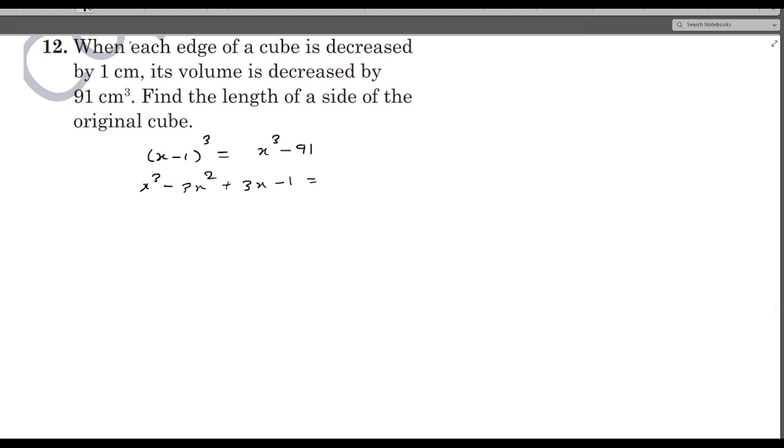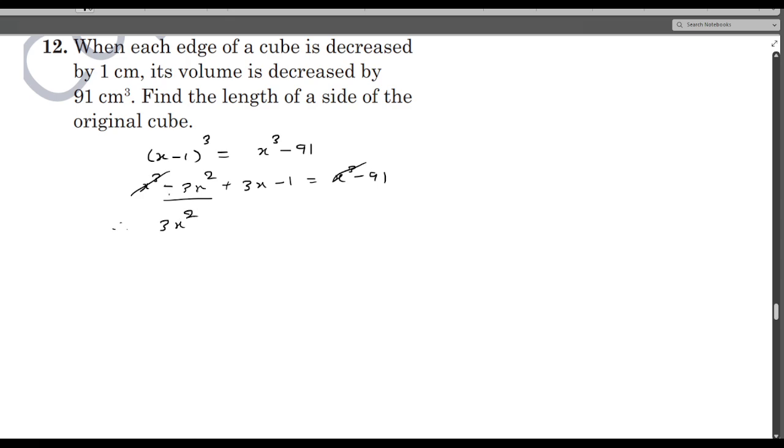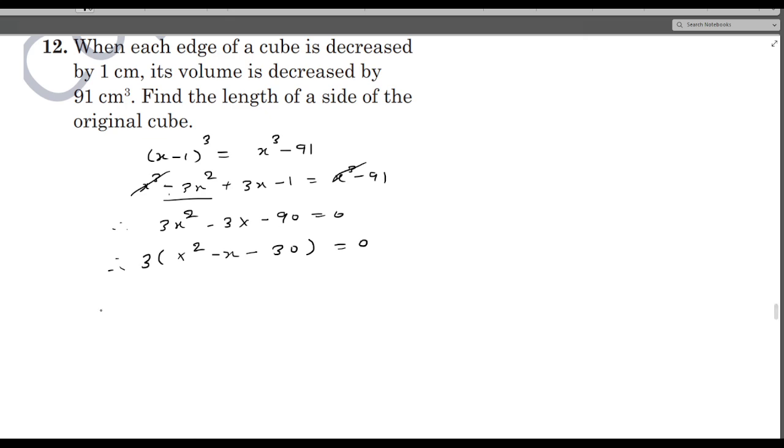So therefore, this x cube will cancel. So 3x square, I will move this on right, minus 3x minus 91 plus 1 is minus 90, is equal to 0. So if I take 3 common, it is x square minus x minus 30 is equal to 0. Okay, so instead of 30, I was writing 10. That is my mistake. Now, this 3 will go on right, it will be 0.